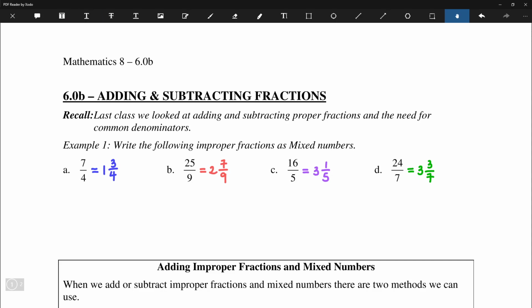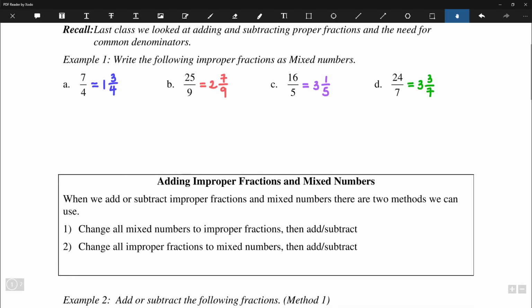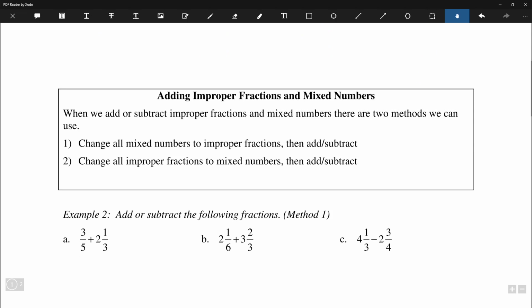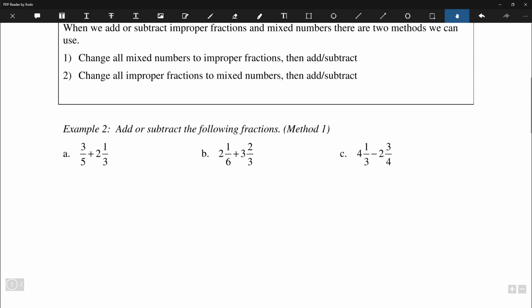Okay, so adding improper fractions and mixed numbers, there are basically two things we can do. We can either change all the mixed numbers to improper fractions and then add or subtract, or we can change all the improper fractions to mixed numbers and then do the same. Usually questions, however, are given with mixed numbers, so let's try method 1 first.